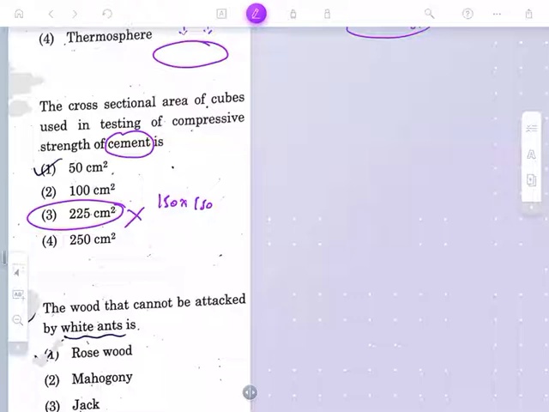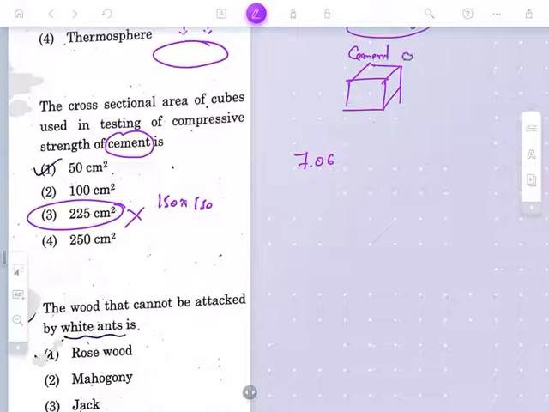For cement cubes, the cube will be 7.06 cm. See, this is the difference you need to know: one is if you take this as a cement cube, and one more is concrete cubes.